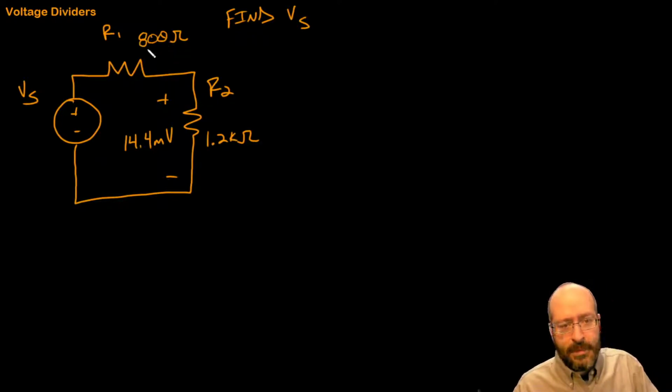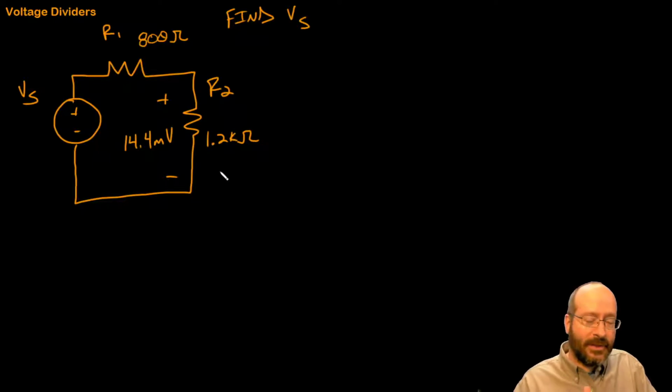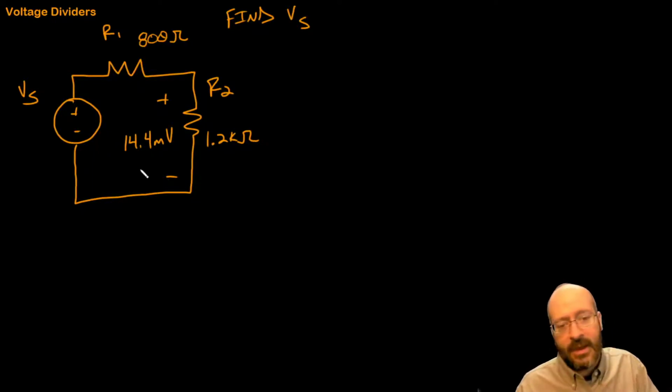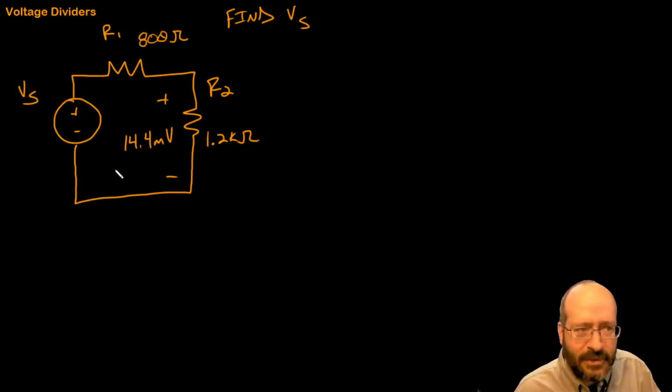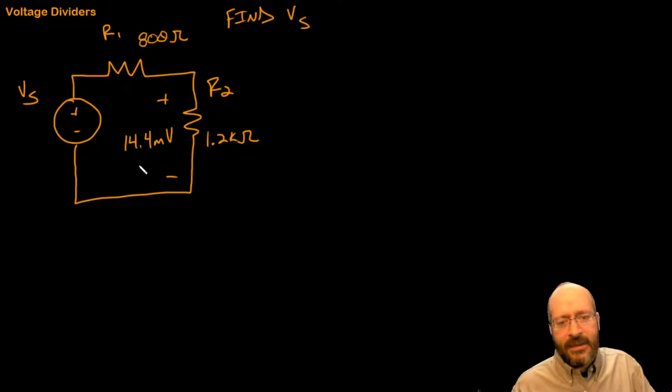We've got a mix of units, so I have ohms and kilo ohms here. I'm going to force you to play with those SI prefixes, and maybe it's a really small signal. So maybe we're dealing with radio receivers or sensors that have very small voltage variation, but we have a 14.4 millivolt signal in that case.